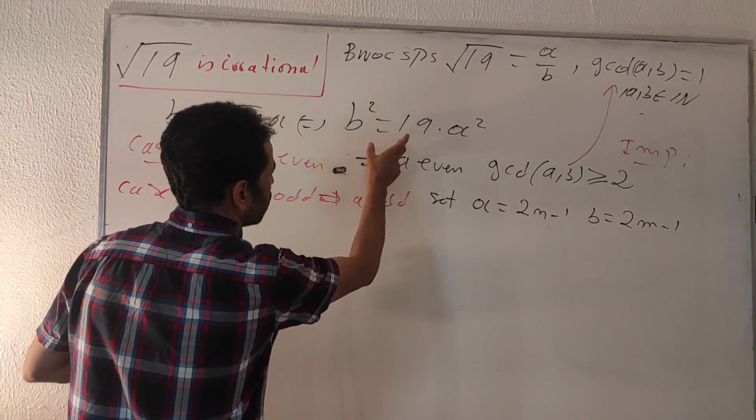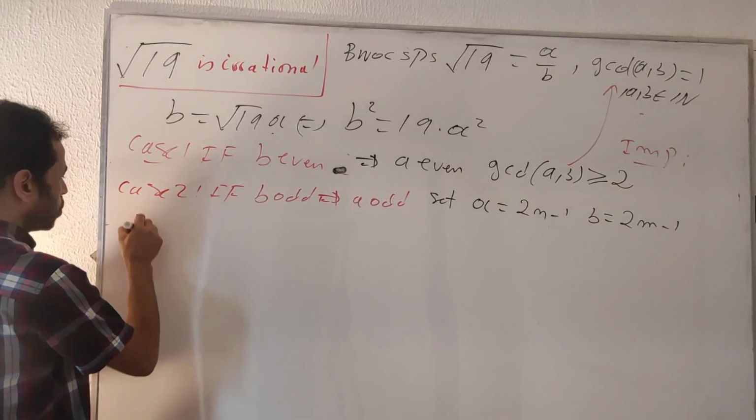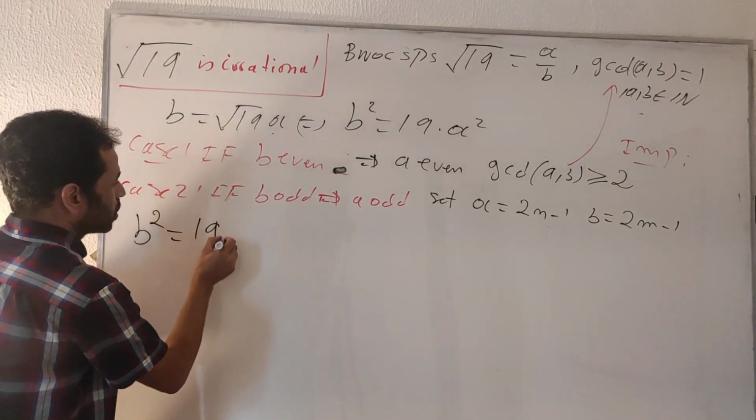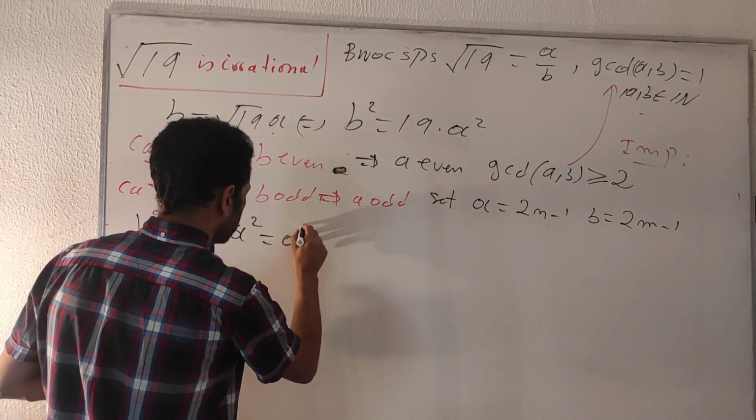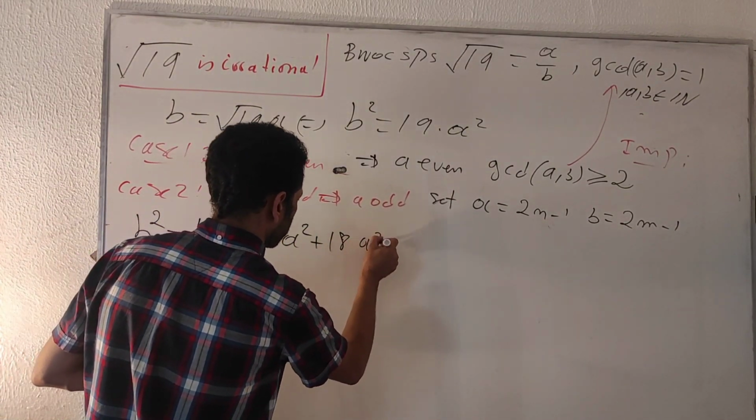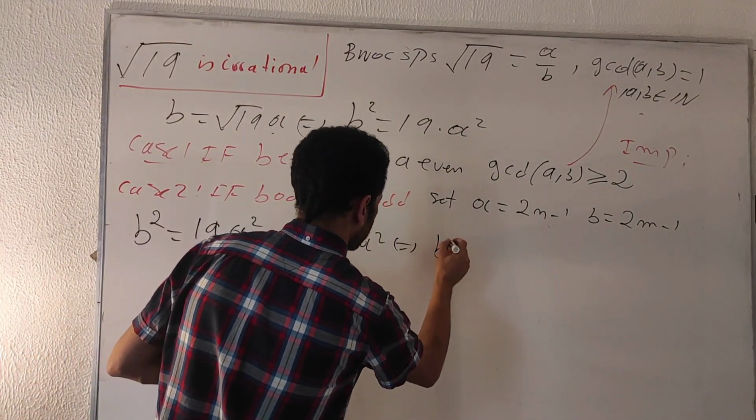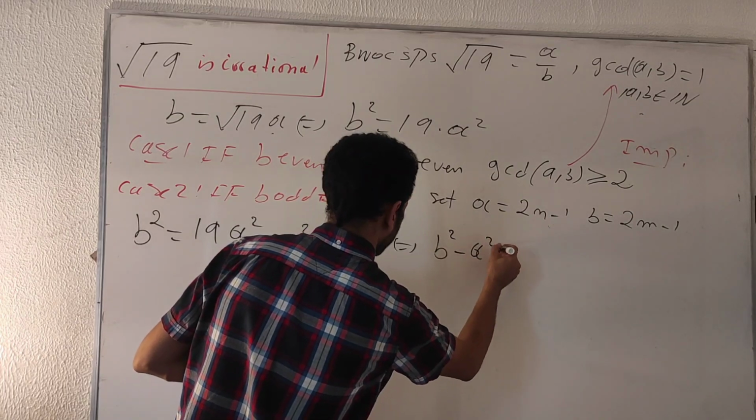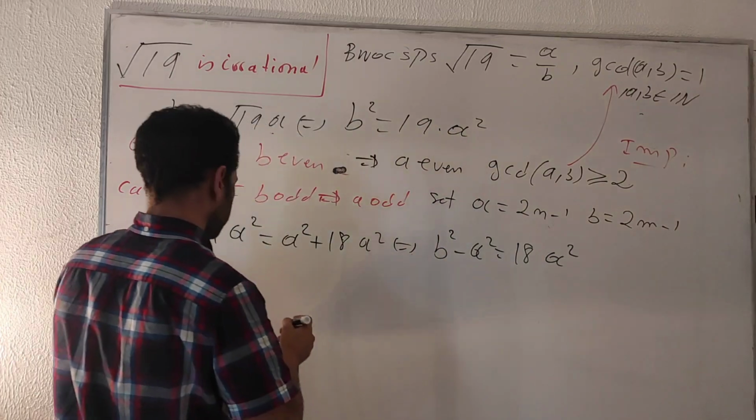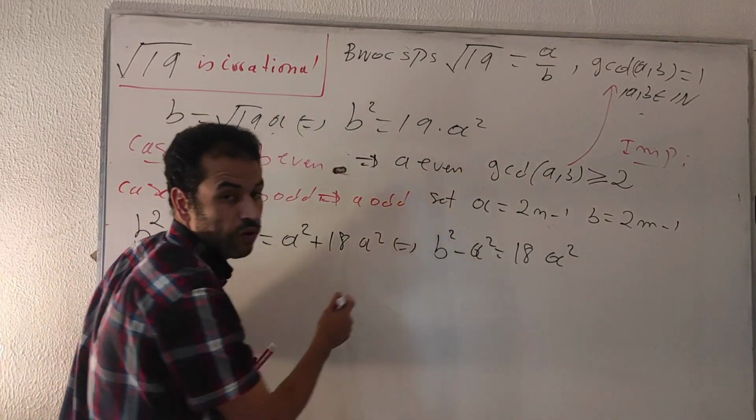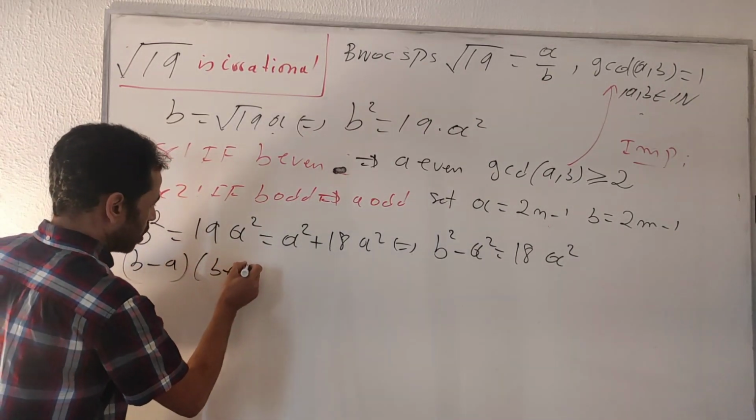So let's put this one in the form B square equals 19A square. Let's split this into two terms. I get A square plus 18A square. Let's take A square to the left. I get B square minus A square equals 18A square. Let's put this in the form of a product. Since I have a difference of squares, I get B minus A factor B plus A.